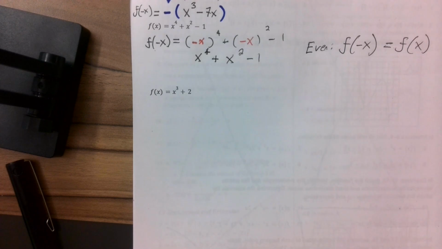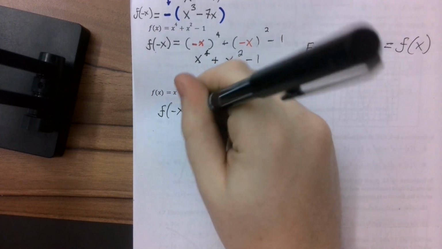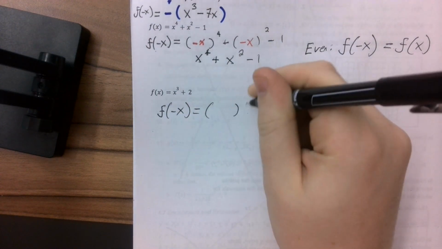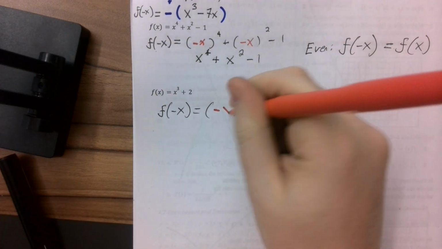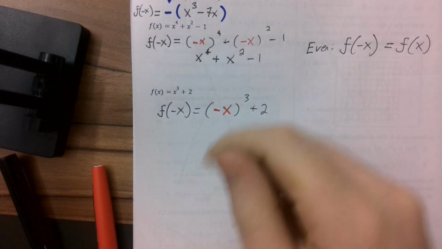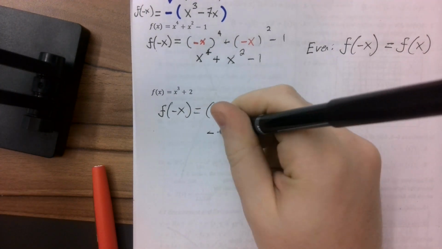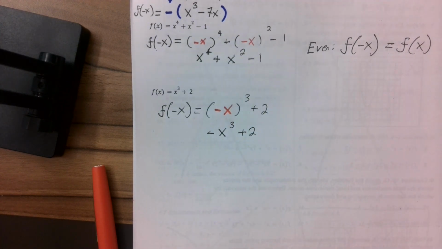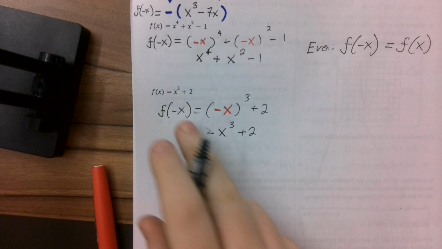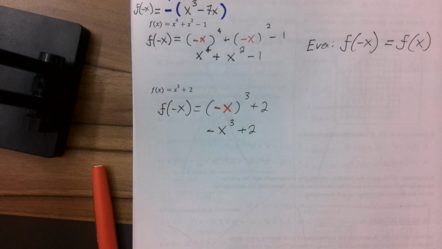Last but not least, let's try this one. f of x equals x cubed plus 2. We're just going to make our x into negative x. So that would be negative x cubed plus 2. Negative x cubed, isn't that just negative x times negative x times negative x? That's just going to be negative x cubed plus 2. Okay, it doesn't look the exact same. So we should do our next step.